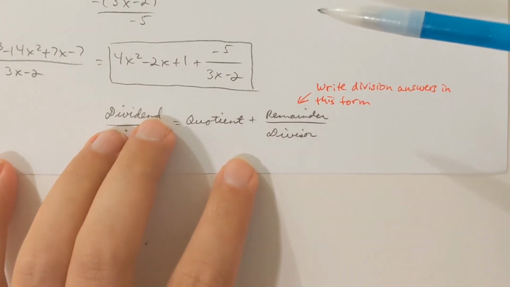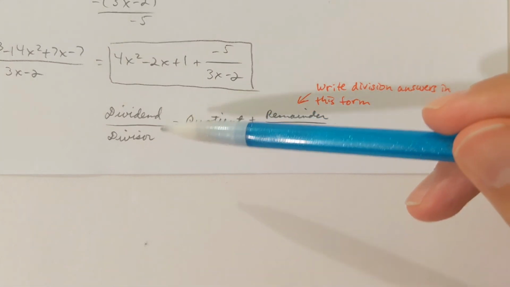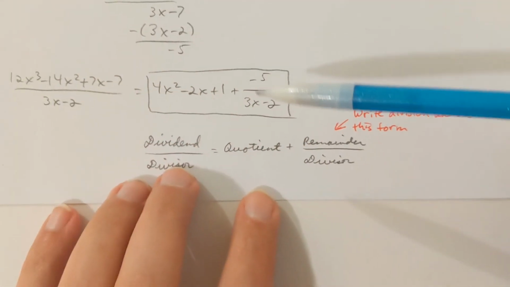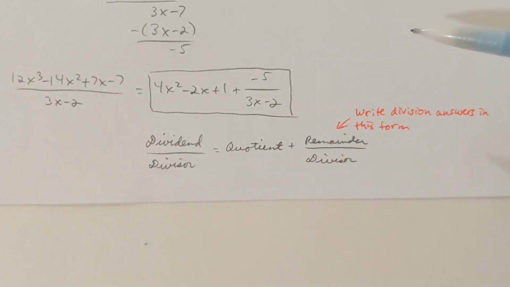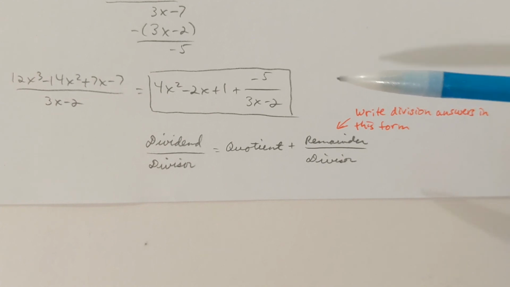And I've got just a note here. Whenever you take the dividend over the divisor, which is what these things are, you always get what's called a quotient plus the remainder over the divisor. Write the answers in this form, just for all practical purposes.